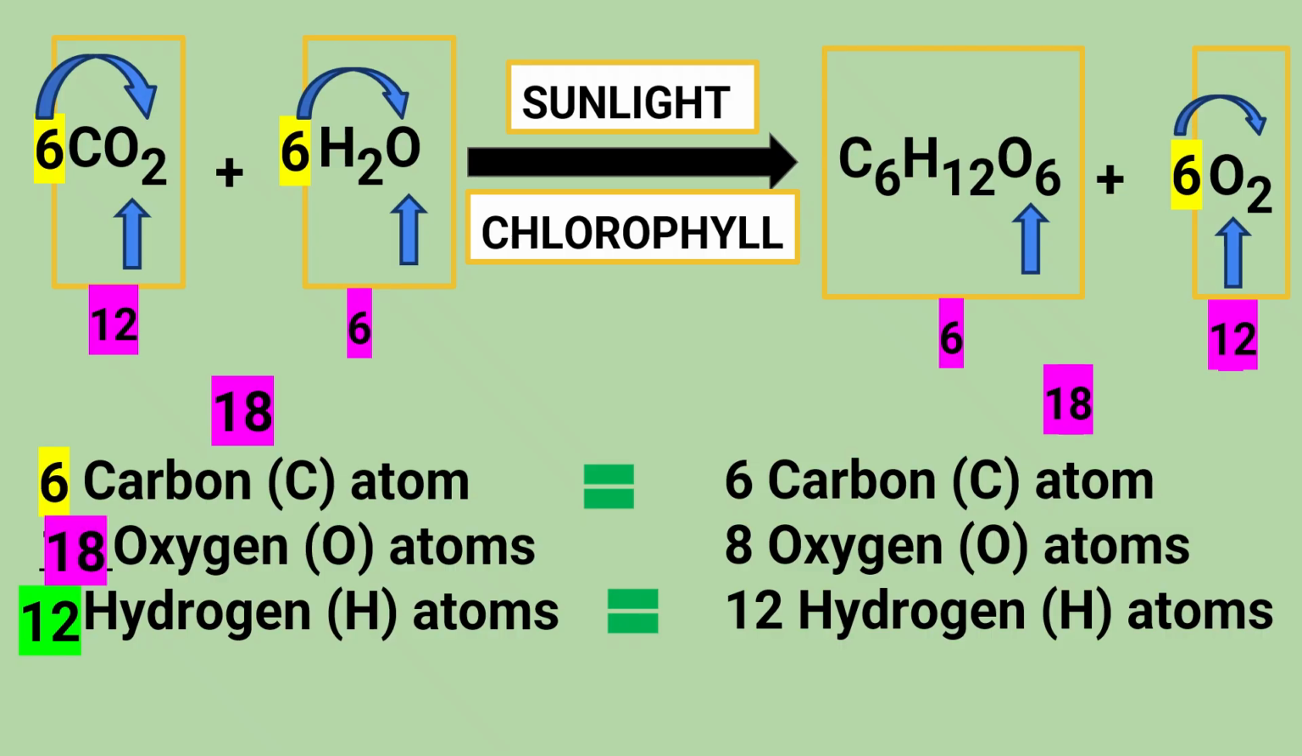Now we have 18 oxygen atoms on the reactant side and 18 oxygen atoms on the product side. The oxygen atoms are now balanced. This is the balanced chemical equation to summarize the process of photosynthesis. I hope this helps. Good luck with your studies.